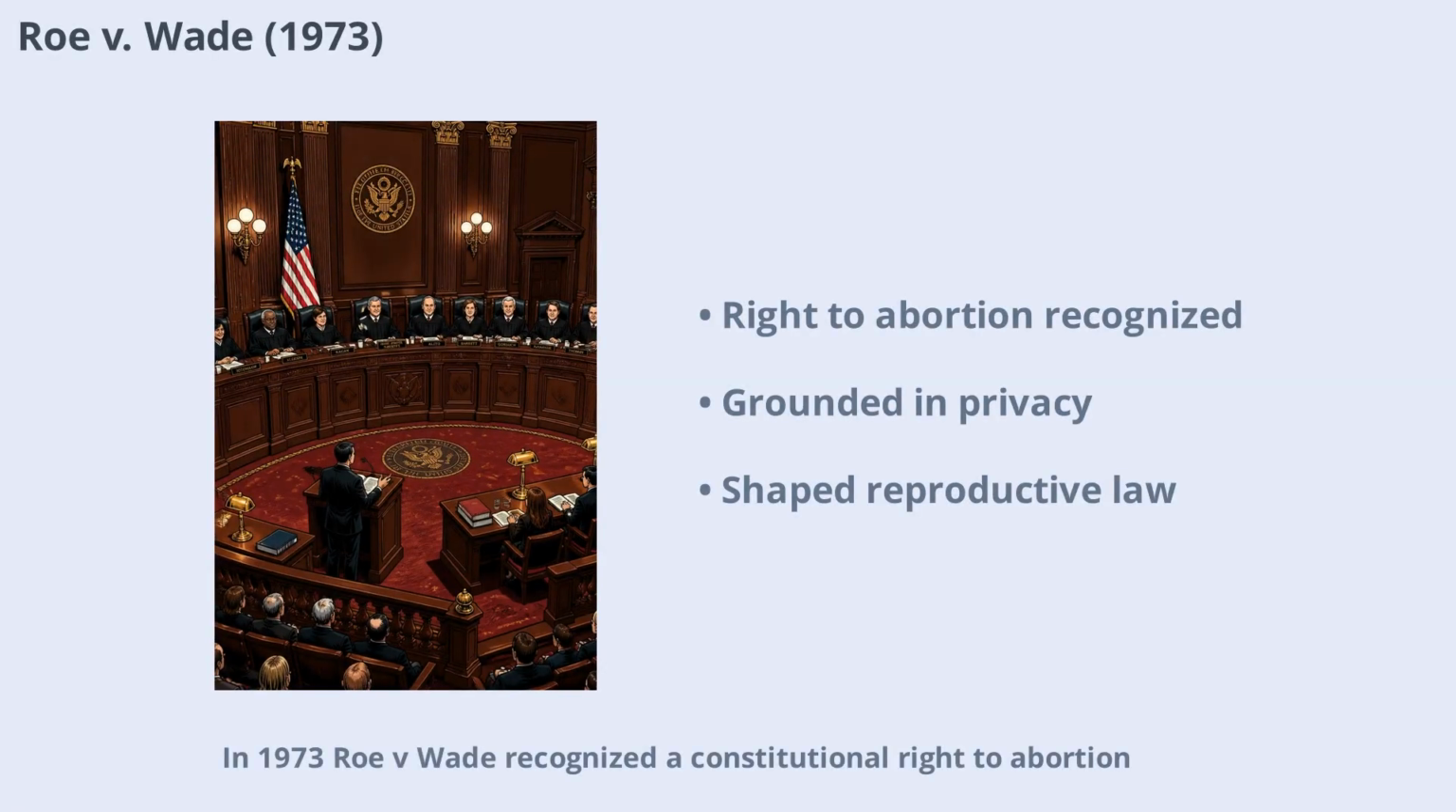In 1973, Roe v. Wade recognized a constitutional right to abortion, grounded in the right to privacy. The Supreme Court established a framework that governed reproductive law for nearly 50 years. This decision sparked intense national debate and became a central issue in American politics, shaping discussions about personal autonomy, privacy, and the role of government in private life. Roe v. Wade's legacy continues to influence legal and political battles today.